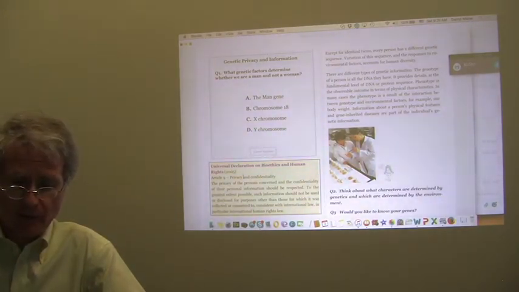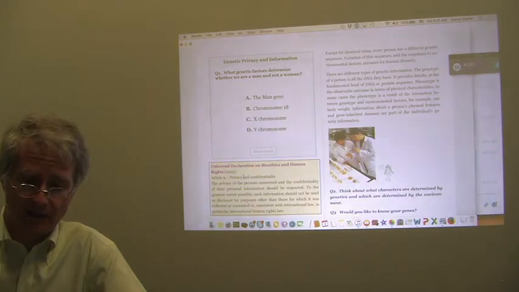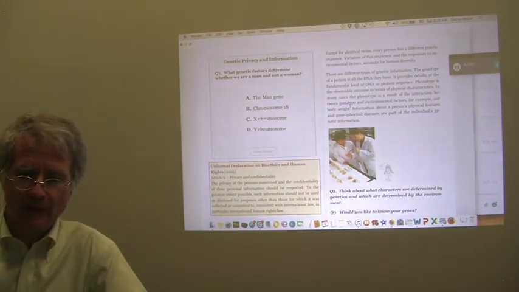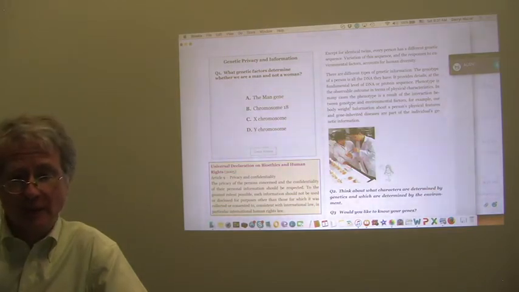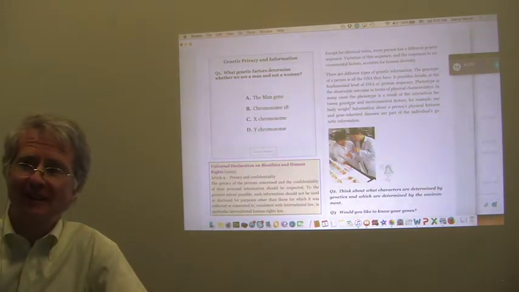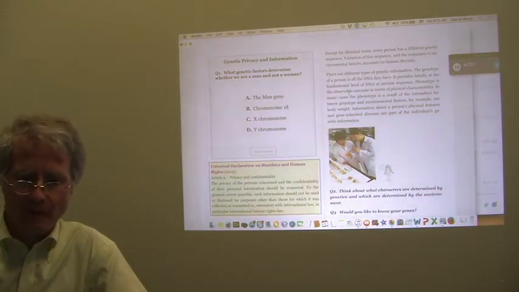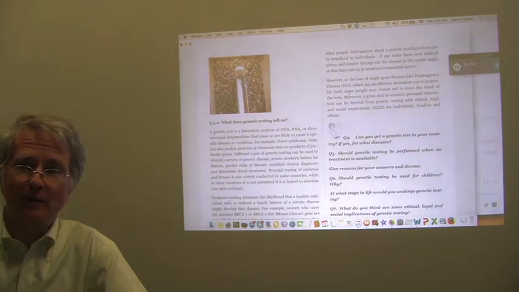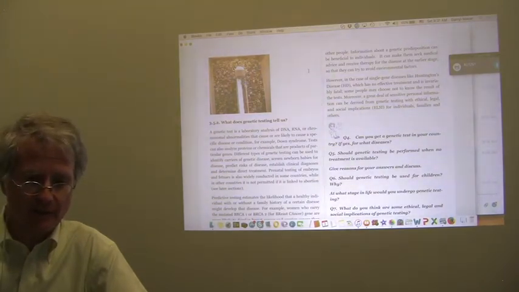So question 2, think about what characters are determined by genetics and which are determined by the environment. And would you like to know your genes? And which genes would you like to know? For example, would you like to know the gene that determines the size of your nose? Okay? Or the color of your eyes? Or would you like to know the gene and the allele for risk for Alzheimer's, as we discussed before?